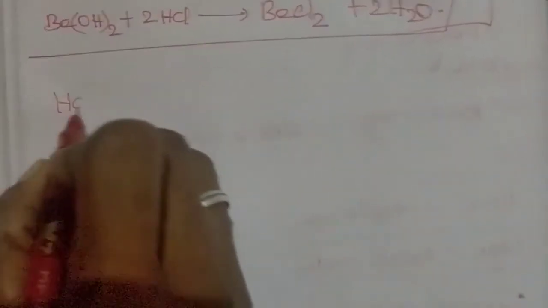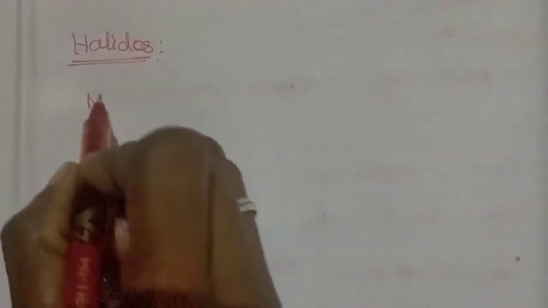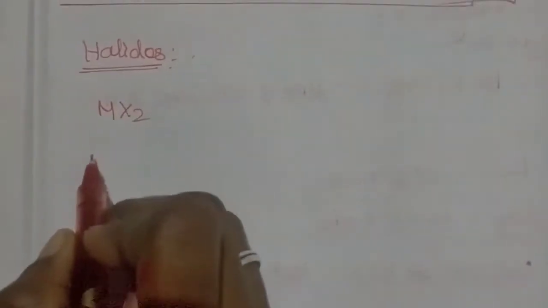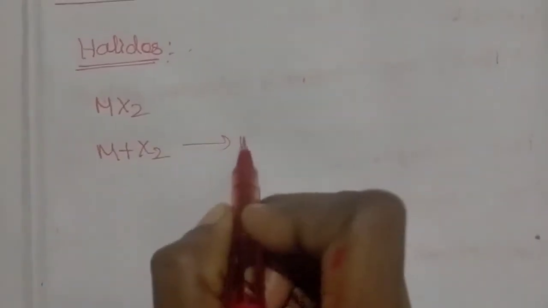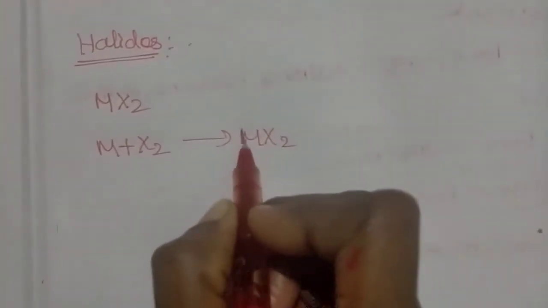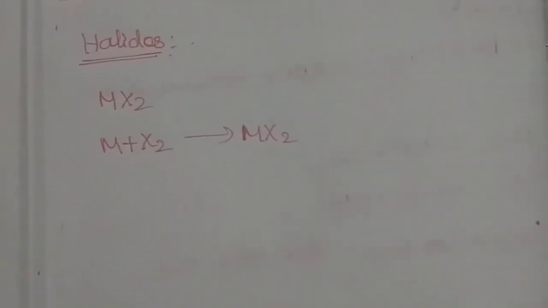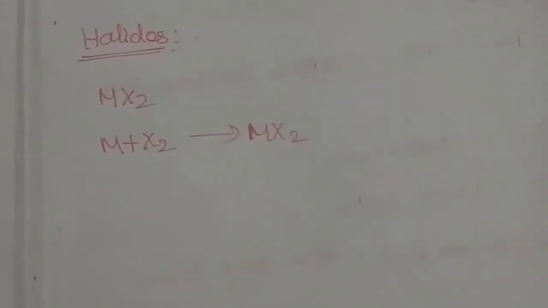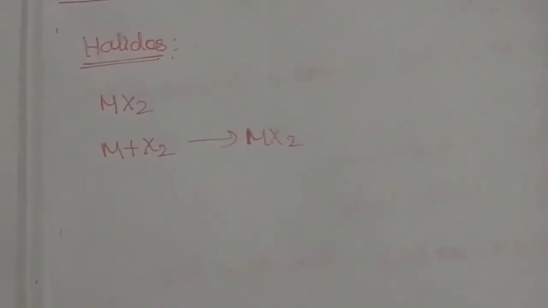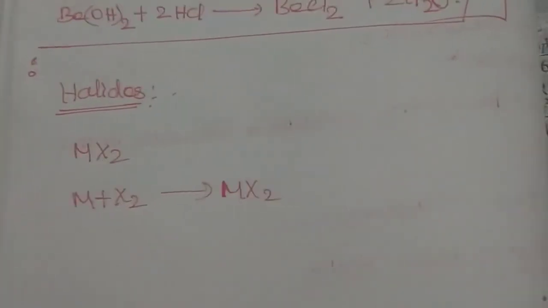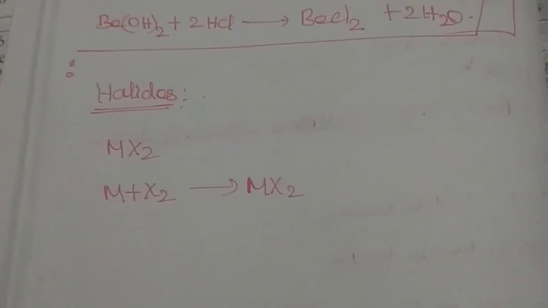Next, halides. Alkaline earth metals can form halides, and their general formula is MX2. Formation of halide is M plus X2 producing MX2. Metal M denotes magnesium, calcium, strontium, barium and radium. X denotes fluorine, chlorine, bromine, iodine.